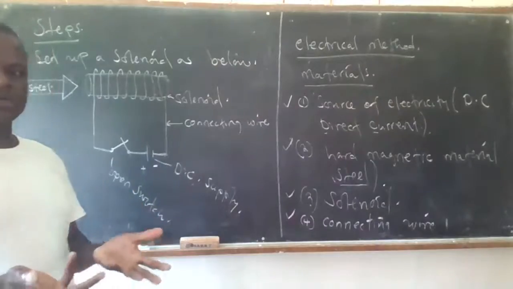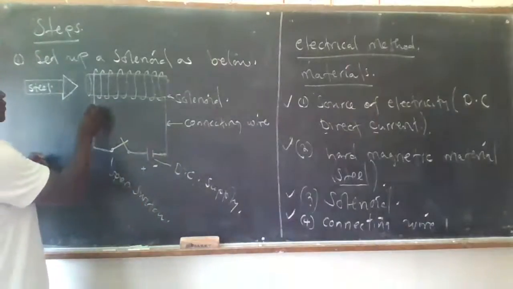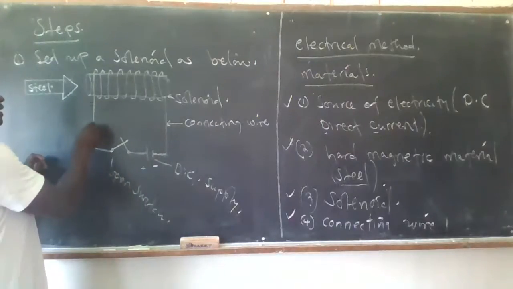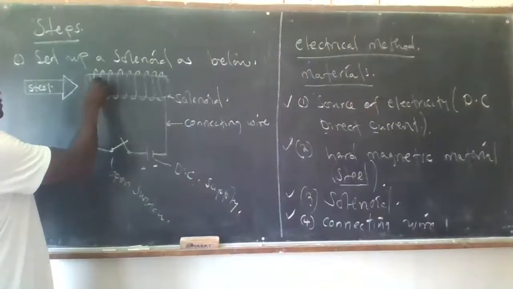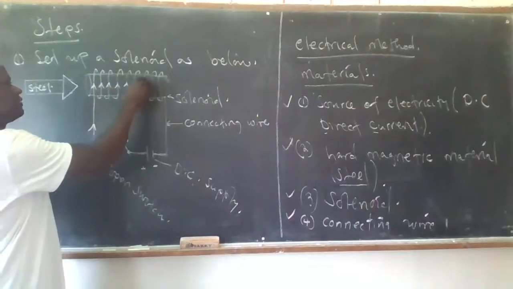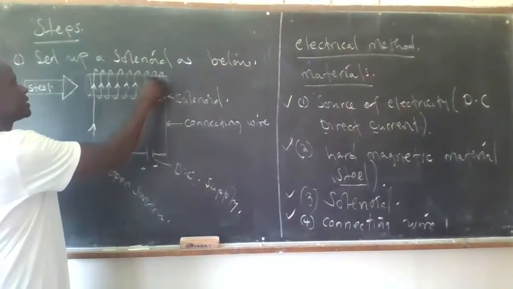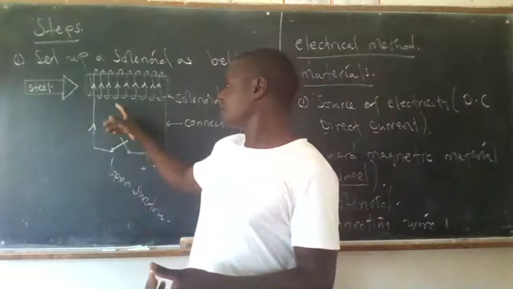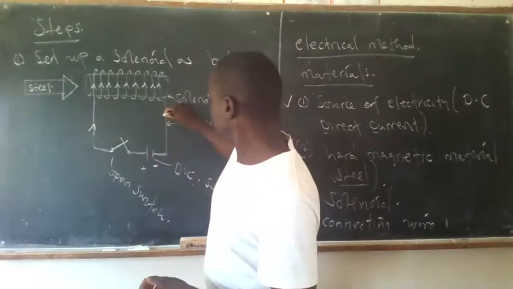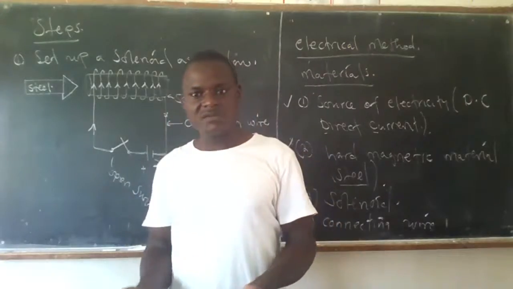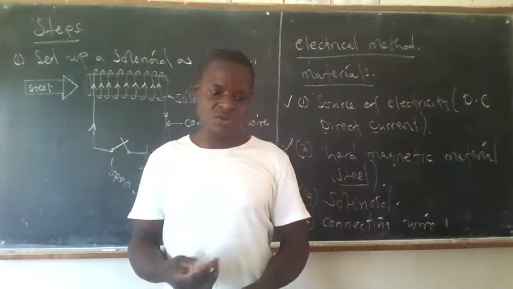Once you close the switch, electricity is going to flow in that direction because this is the positive terminal, so current will flow in that direction. The flow of current is very vital because it is going to help us in determining which one will be the positive terminal and which one will be the negative terminal.